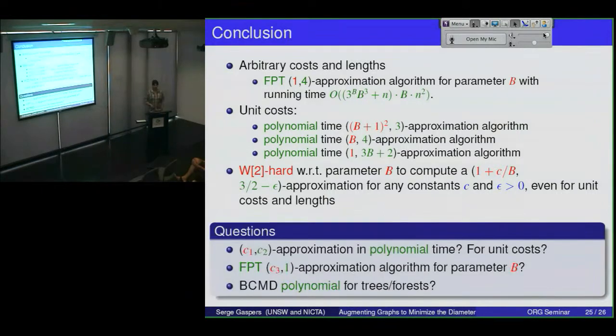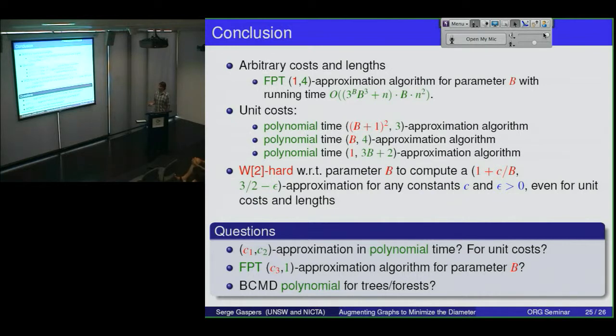And there are some obvious questions that one could attack. So one is, can you actually achieve approximation factors where both the approximation factor for the cost and the approximation factor for the diameter are constant in polynomial time? The question is interesting even for unit costs, because it's still unknown. So here we had an optimal budget that we used, but you could also look at an optimal diameter. How many arcs do you need to add to obtain an optimal diameter using FPT time?